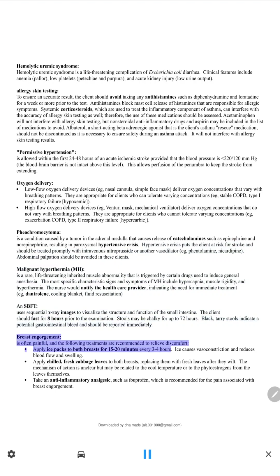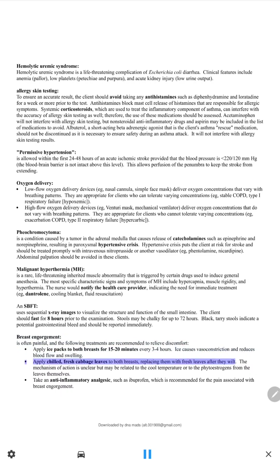Breast engorgement is often painful, and the following treatments are recommended to relieve discomfort. Apply ice packs to both breasts for 15 to 20 minutes every 3 to 4 hours. Ice causes vasoconstriction and reduces blood flow and swelling.